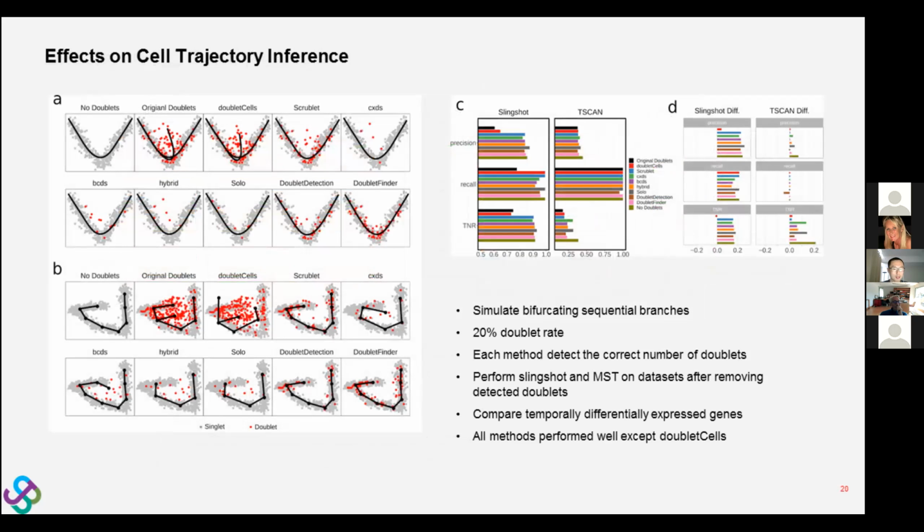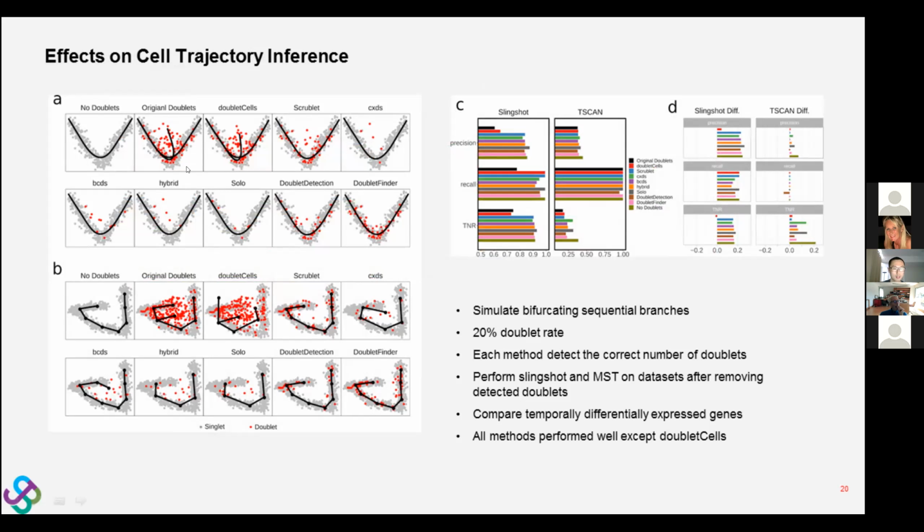And the last downstream analysis we did is the trajectory inference. We simulate two scenarios. First one is we have two branches here, and then we have sequential branches with three branches. And we simulate a certain number of doublets, you can see here on the original contaminated data set.